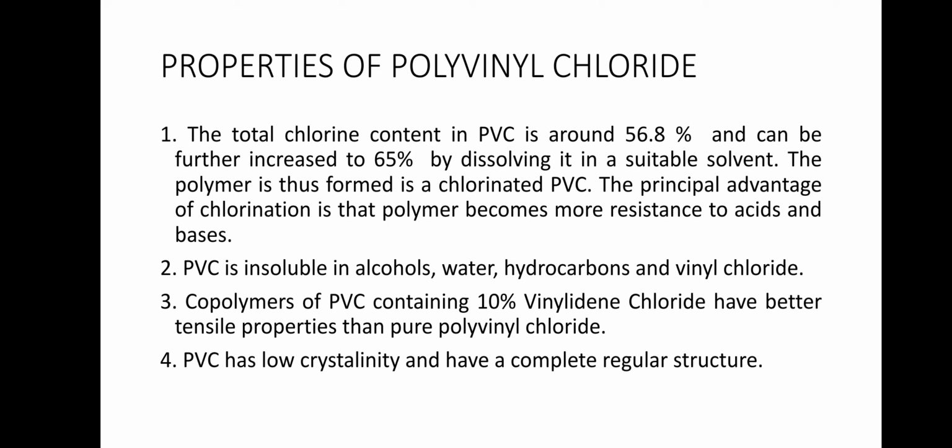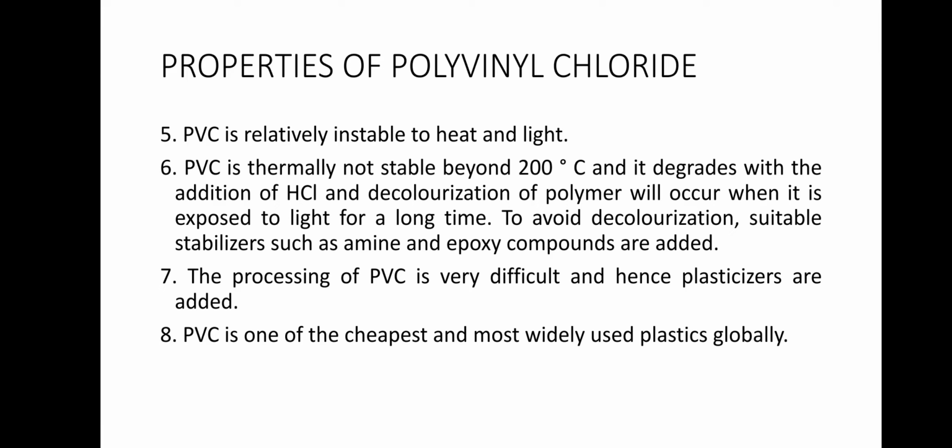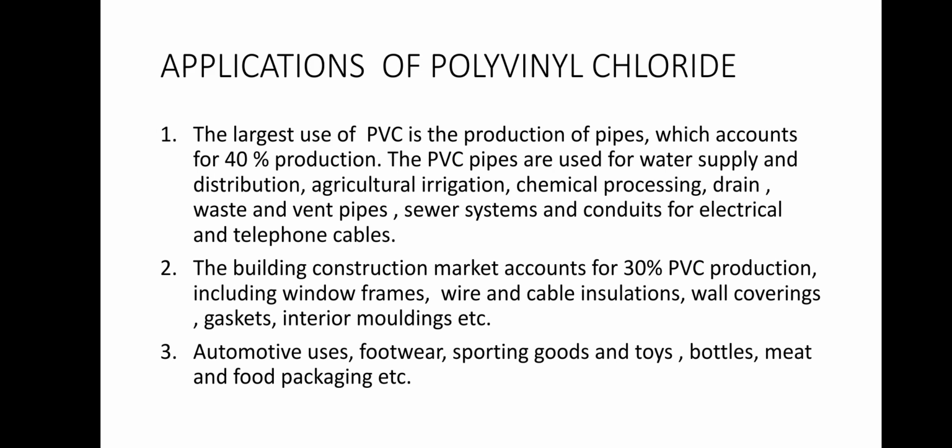PVC has low crystallinity and does not have a completely regular structure. PVC is relatively unstable to heat and light. PVC is thermally not stable beyond 200 degrees Celsius and it degrades with the release of HCl, and decolorization of the polymer will occur when it is exposed to light for a long time. To avoid decolorization, suitable stabilizers such as amine and epoxy compounds are added. The processing of PVC is very difficult and hence plasticizers are added. PVC is one of the cheapest and most widely used plastics globally.